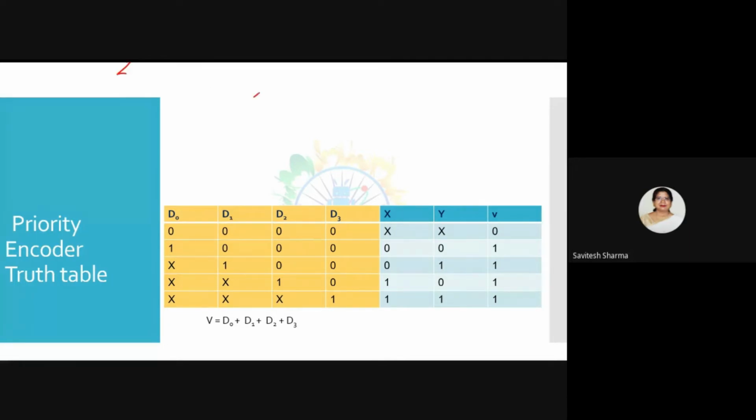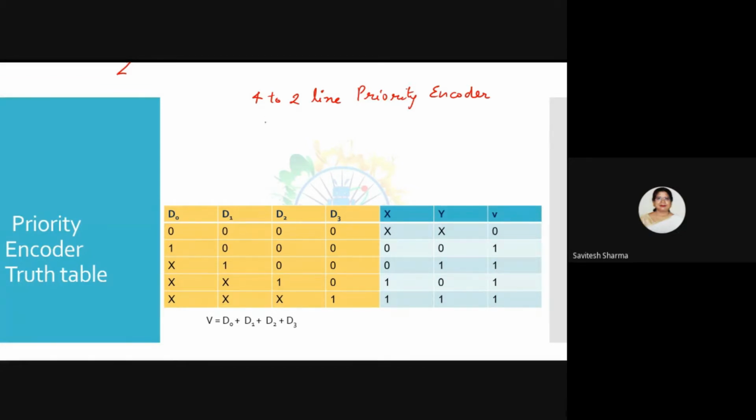It is a 4 to 2 line priority encoder. I am showing you the example of a 4 to 2 line priority encoder. You can design an 8 to 3 line priority encoder, but please try to understand the concept. What concept am I applying here? The same concept you can use to derive the expressions for a larger priority encoder.